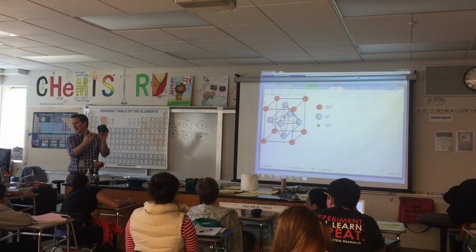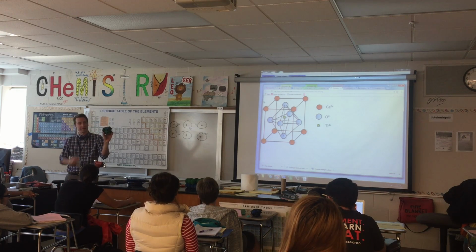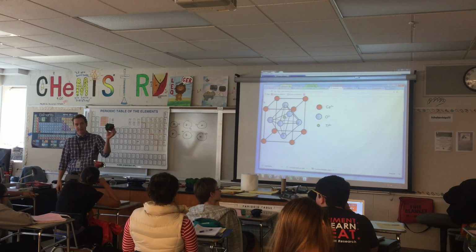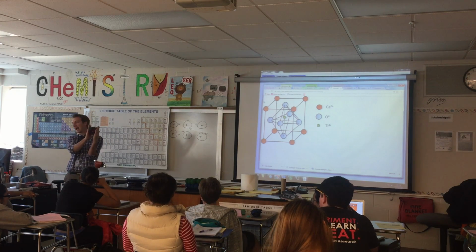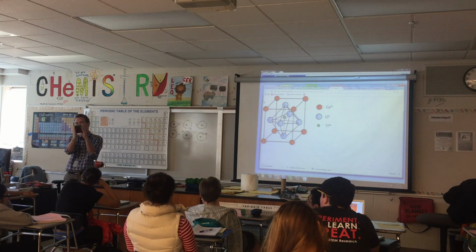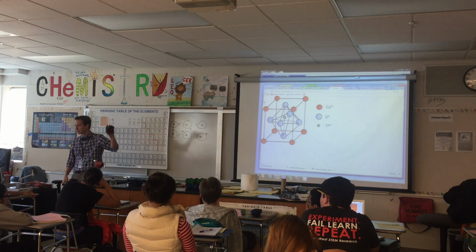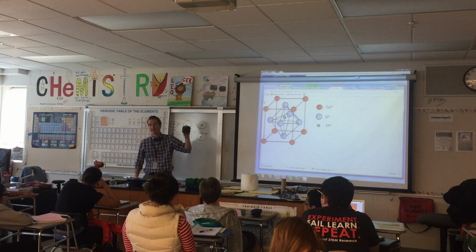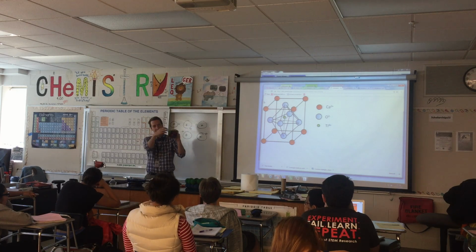Because there are some atoms that I had to cut in half on the faces, which means how much of the atom is in the unit cell? Half of it, right? I had to cut it in half, because only half of it is in this unit cell. The ones on the corners are 1/8. I had to cut them in eighths, and 1/8 of an atom is at each corner.